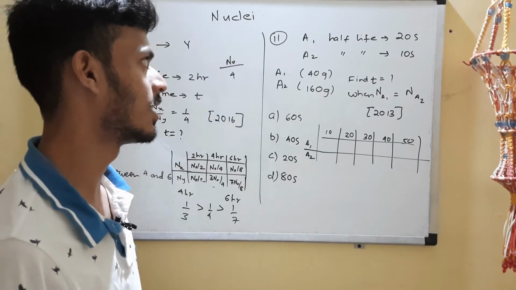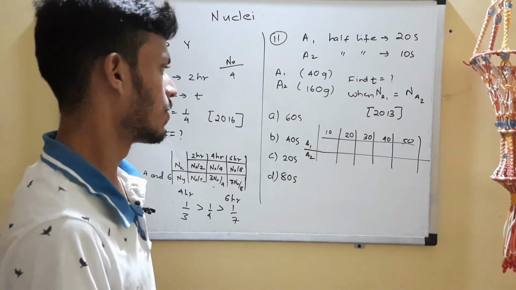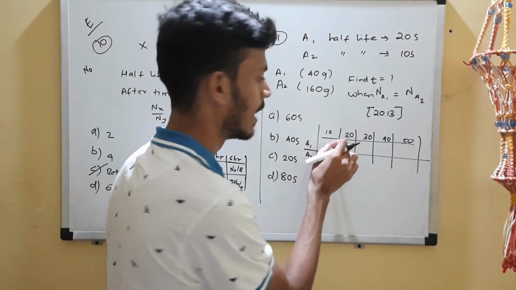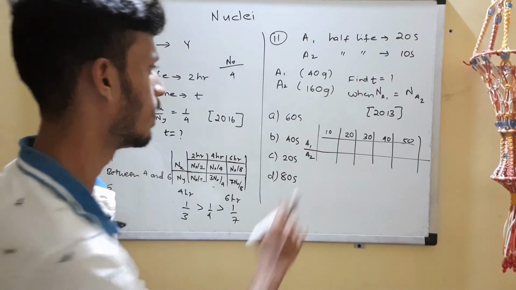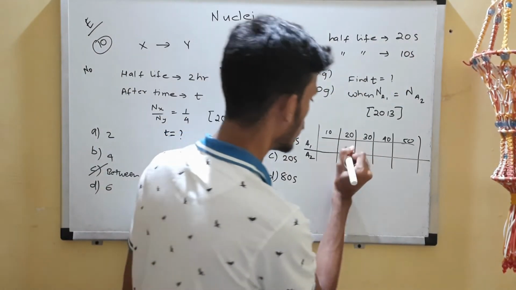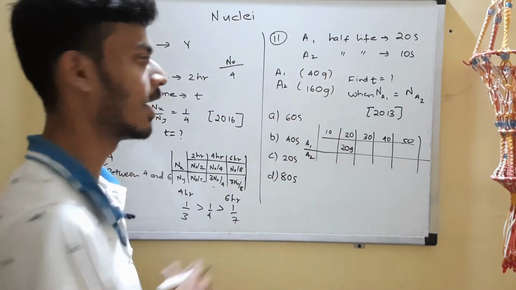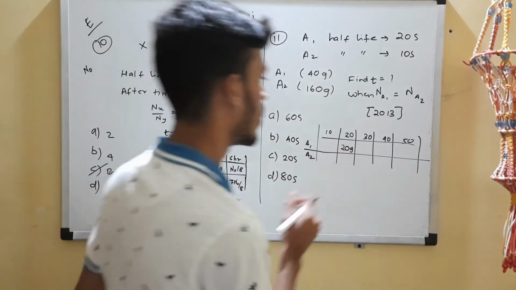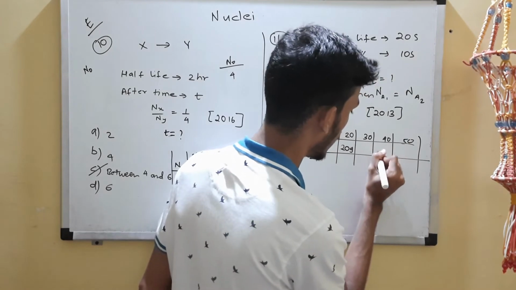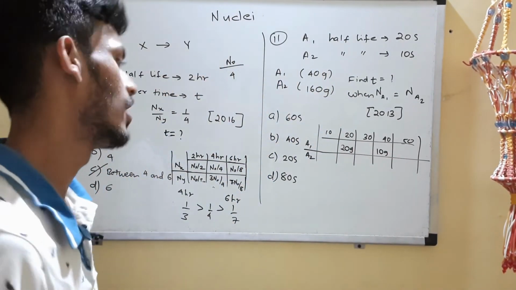So its concentration will not become half, it will be greater than half. So we cannot comment anything about A1 as of now. But after 20 seconds, one half-life is complete for A1, so its concentration will become 20 grams, half of 40. At 40 it will become 10 grams, half of this. So two half-lives have passed.